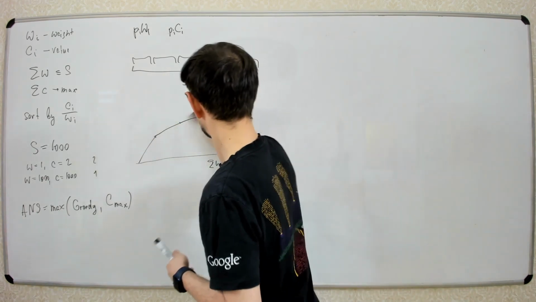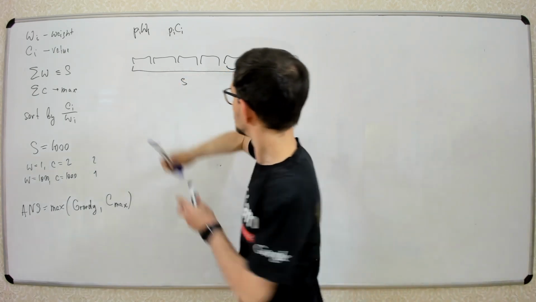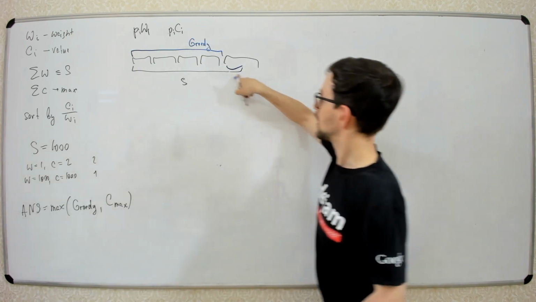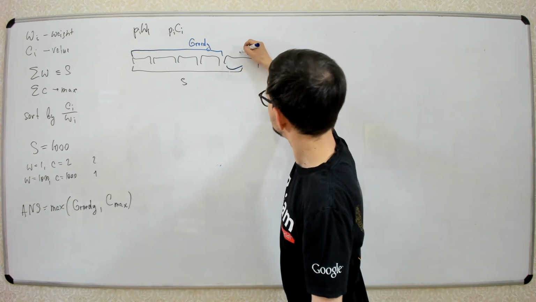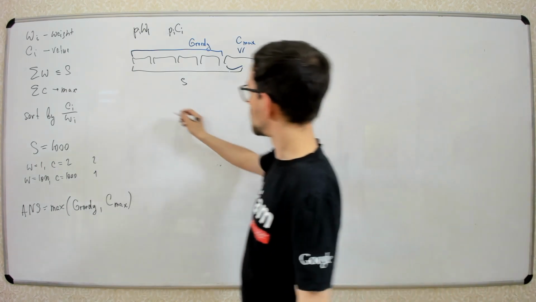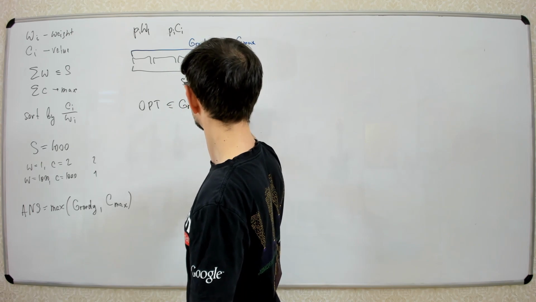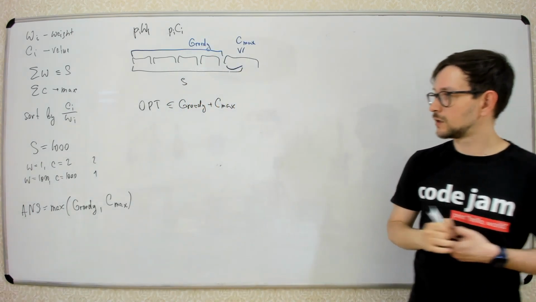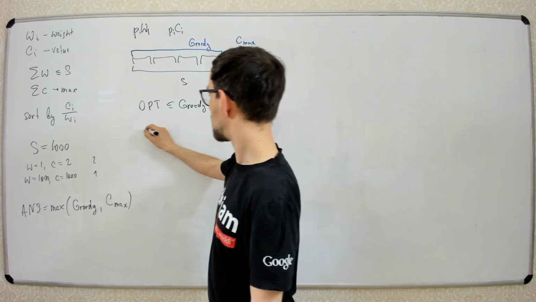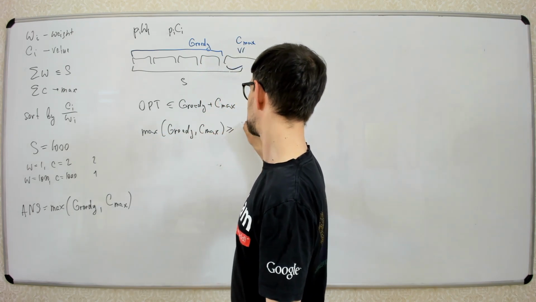Now, what happens here? These elements, this sum, is actually my greedy solution. And this last element is just one element, so its value is less than or equal to Cmax. So my optimal solution is no more than the greedy solution plus Cmax. And now if I take the maximum of these two values, I will have at least half of the optimal solution. So the maximum of greedy and Cmax will be at least half of the optimal solution.